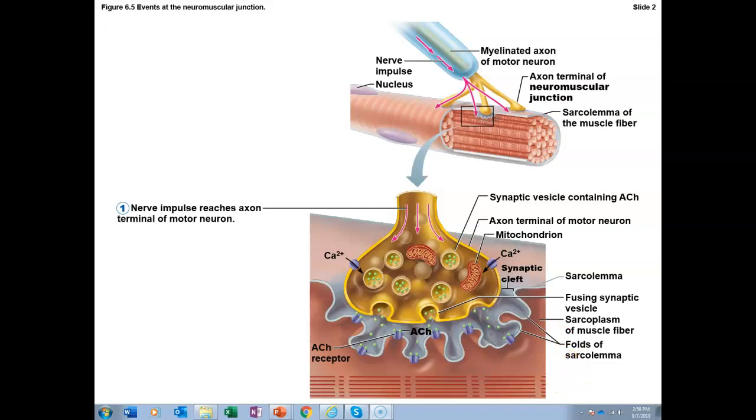All right, so what we're going to do now is look at each of these steps a little bit closer. So the first thing that happens is we have that nerve impulse reach the axon terminal, or this axon end bulb, okay? So here you see that happening.